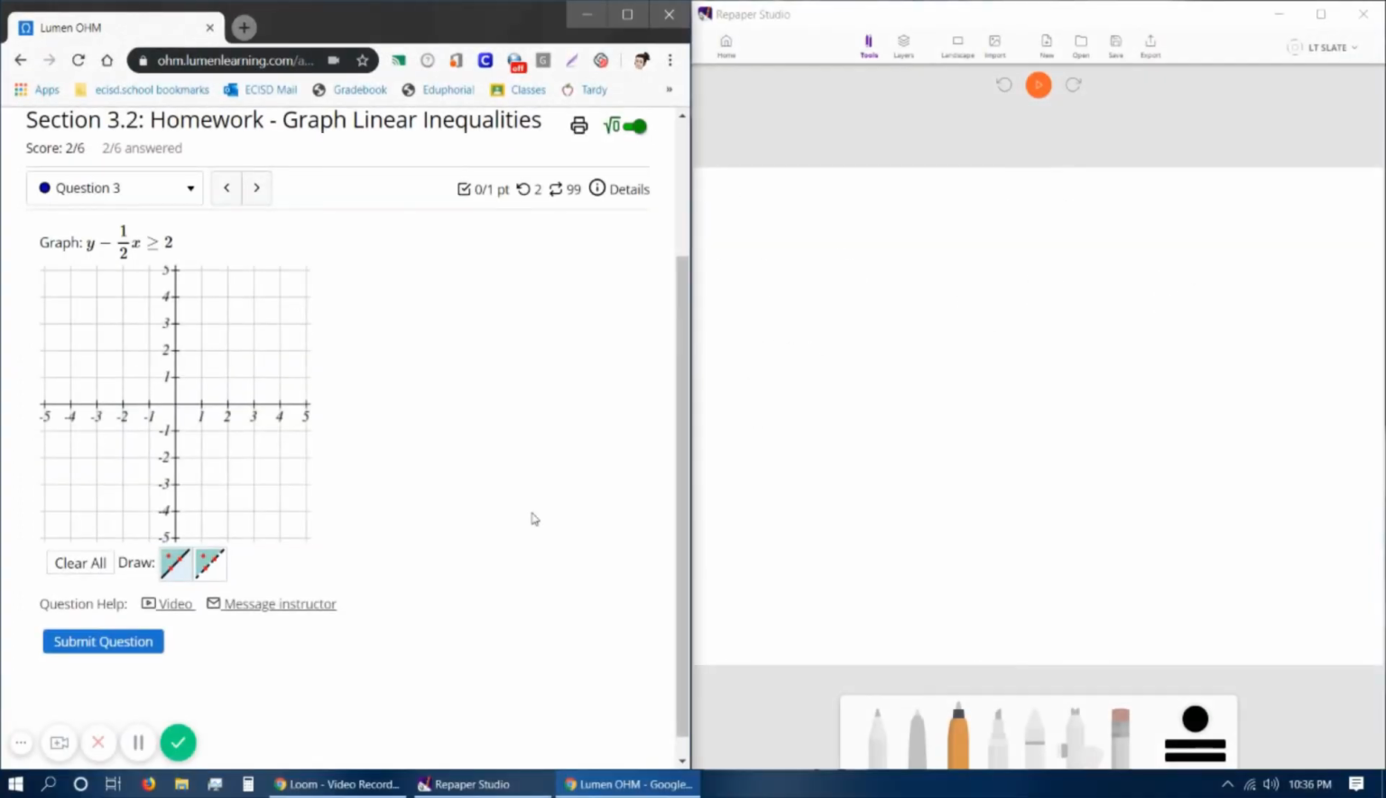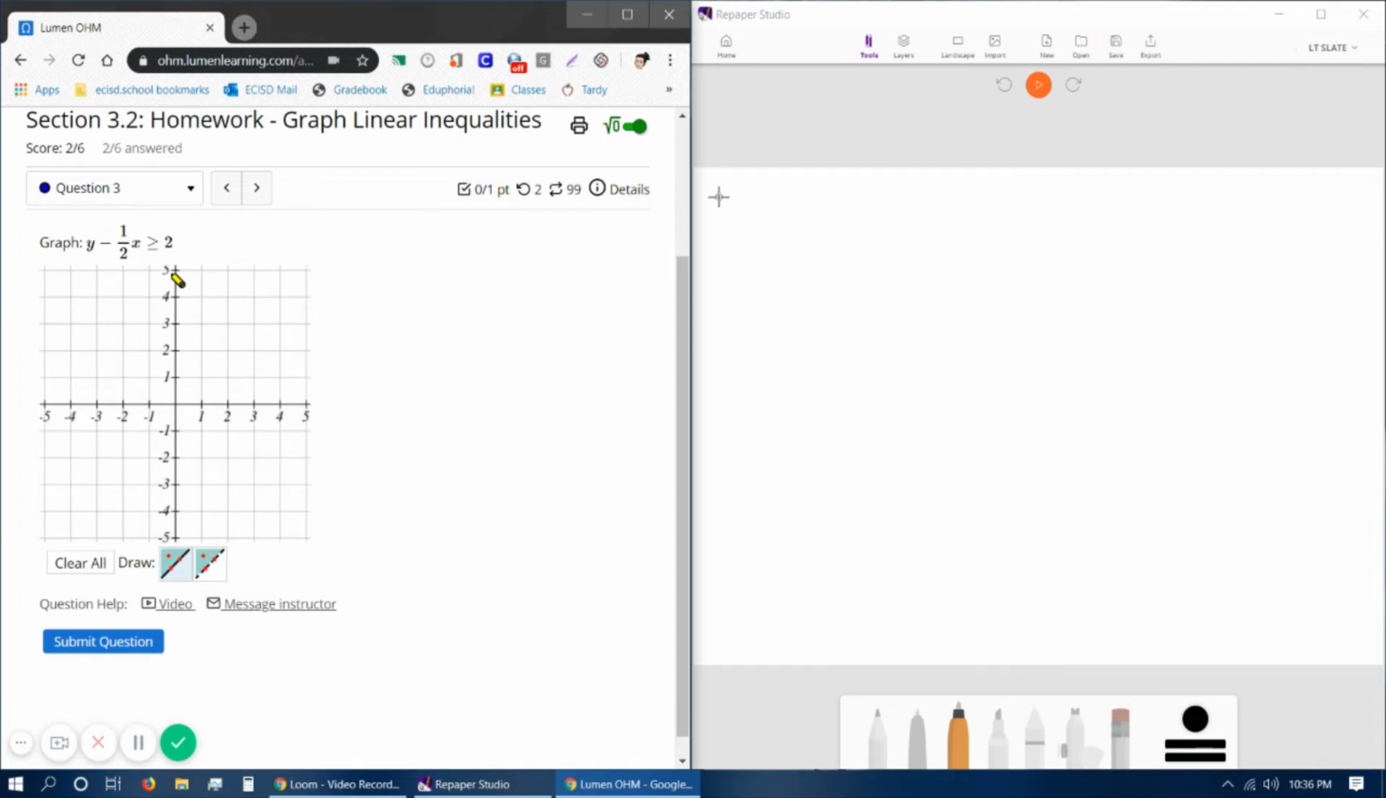This question is different from the last two. It is not in y equals format. So the first thing I need to do is solve this inequality for y. Remember that solve means I need to get y by itself on one side of the inequality. Let's move to my scratch paper to work this out.